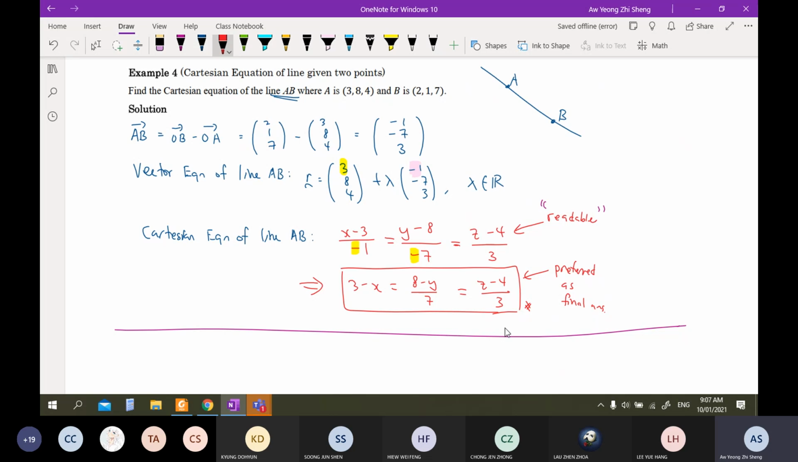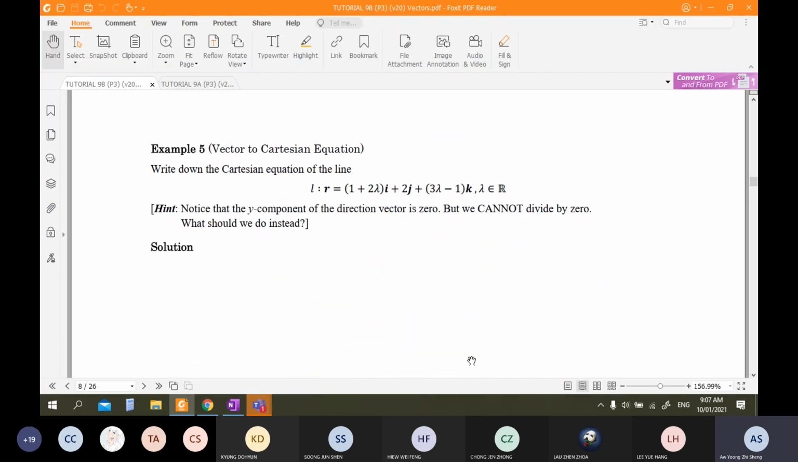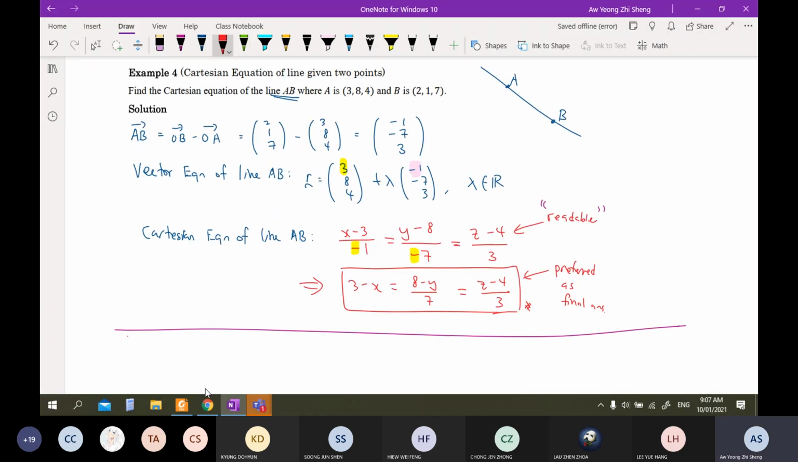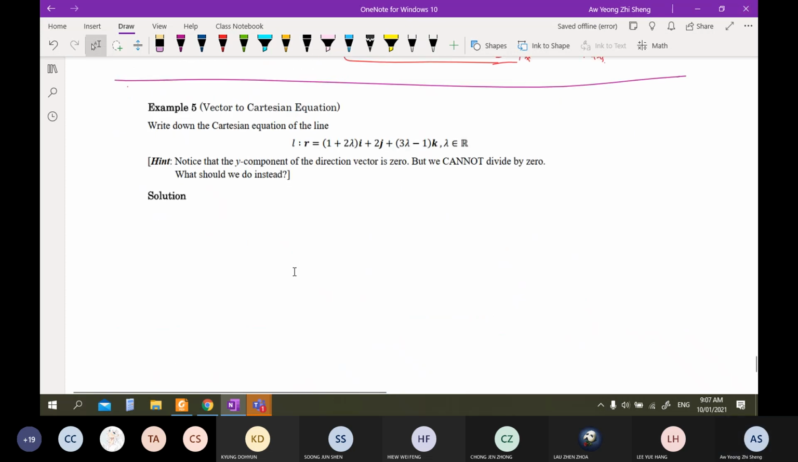Okay, then next move on to example 5. Vector to Cartesian equation. Now, in the previous page, there is already one example that demonstrates how to convert vector to Cartesian equation. It's supposed to be a very easy thing, but this question is tricky because the y component of the direction vector is 0.